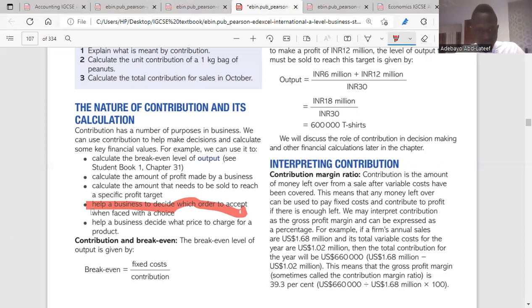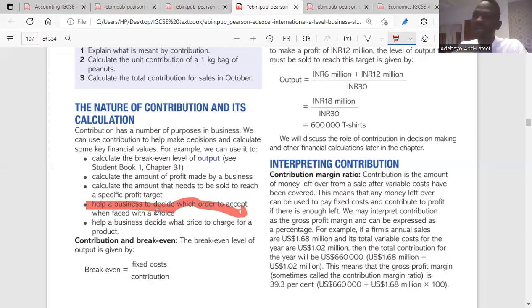Is it clear? Yes. The next one, help a business to decide which order to accept when faced with a choice. So with contribution, you can understand which order you have to accept, whether it is order A, B or C, based on the cost. Before you make a choice, you have to think about the cost of the production.